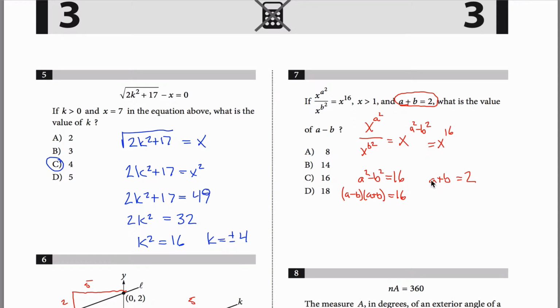And why is this helpful? Well, it tells me over here that a plus b equals 2. So really what I have is this a minus b thing times 2 equals 16. So a minus b is equal to 8. It asked me, what is the value of a minus b? Hey, that's exactly what I solved for. The answer is 8.